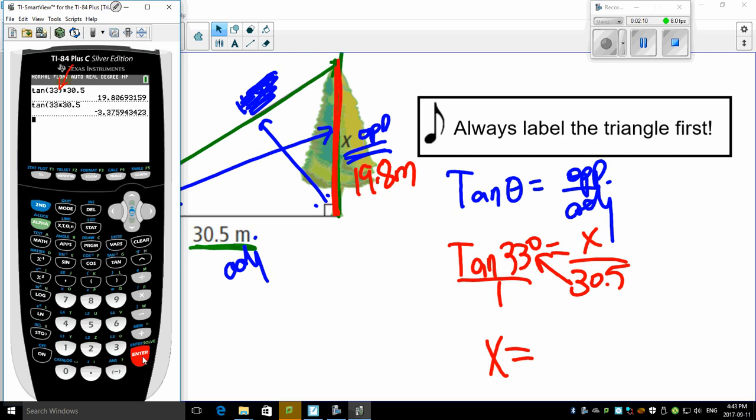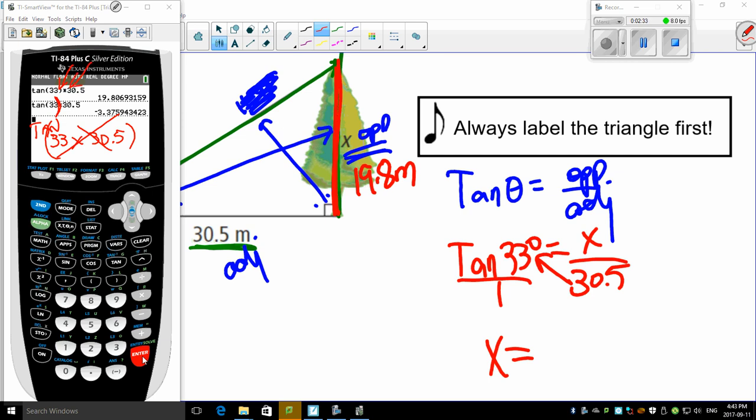Okay? The thing is how can you have a tree that is negative 3.3 meters? You can't. That's why it's imperative to remember that you have to have that bracket here before you multiply. Otherwise, this is taking 33 and multiplying it by 30.5 and then taking the tangent of the whole thing, which is completely wrong. Be very, very careful.